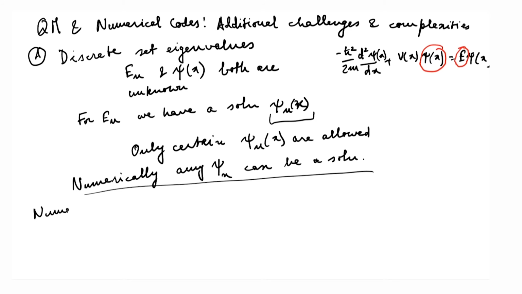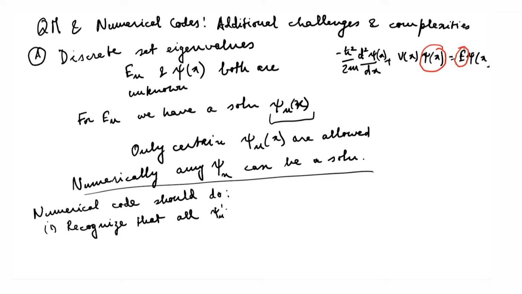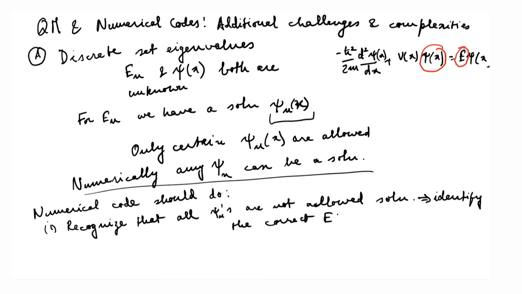Basically, your numerical code should be able to do the following things. First of all, it should recognize the fact that we discussed above: that not all psi n's are allowed solutions. In other words, it should be able to identify the correct values of E. Only if it identifies the correct value of E can it identify the correct corresponding solution.